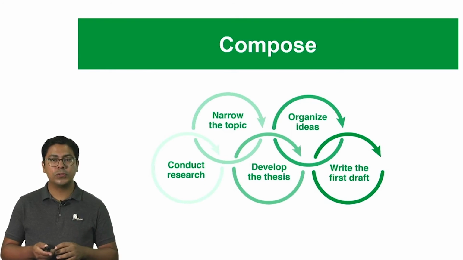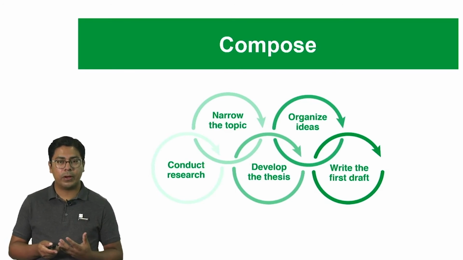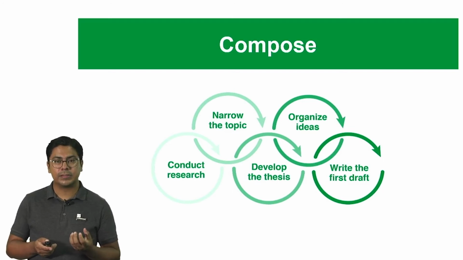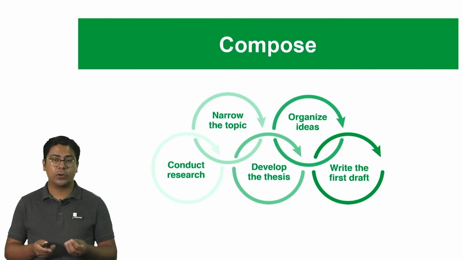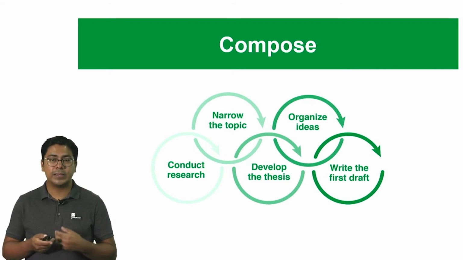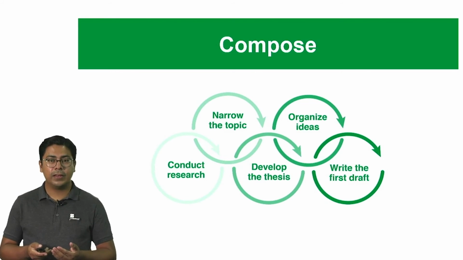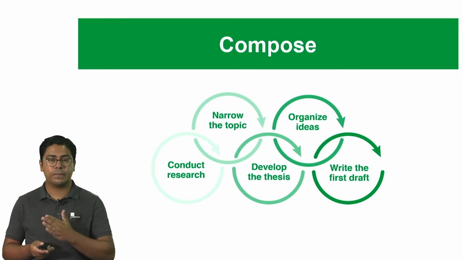For the compose, the second stage, this is where you read more about the topic, you conduct your research, and then you start thinking about what elements of the topic you want to explore in more depth. This is called narrowing the topic. Then you think about what is the purpose of your essay. That's your thesis statement. And then you organize your ideas in a sequenced way. And that's going to give you your first draft.